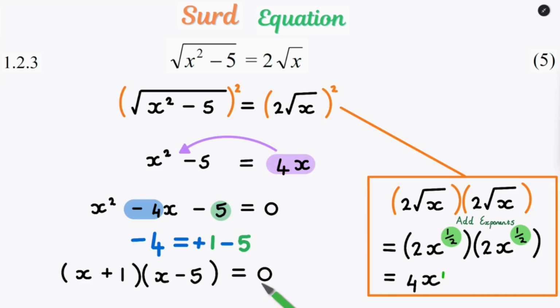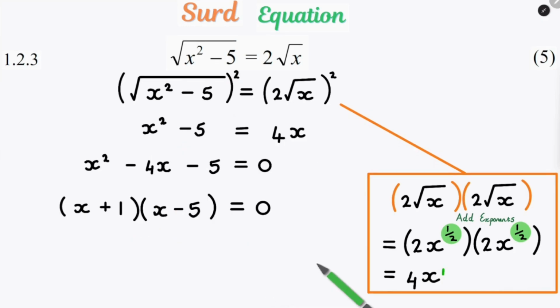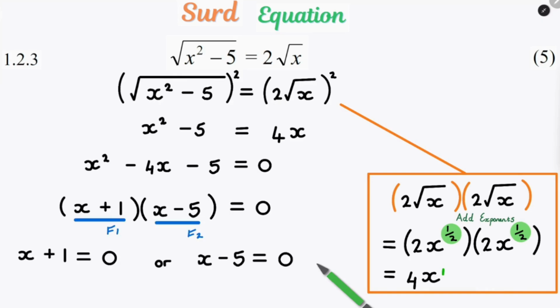Now we hit the split and solve. We equate factor 1 to 0, or we equate factor 2 to 0. Then we just move that 1 and minus 5 over to the other sides of the equation to give us our 2 answers of x equals negative 1 or x equals positive 5. But with surd equations, you've always got to check your answers.